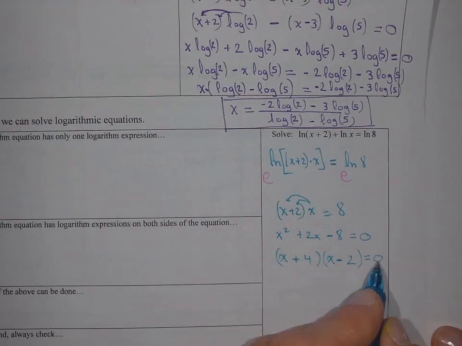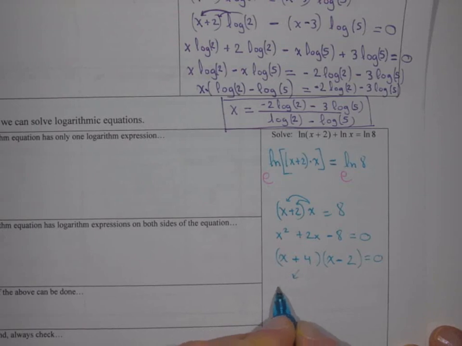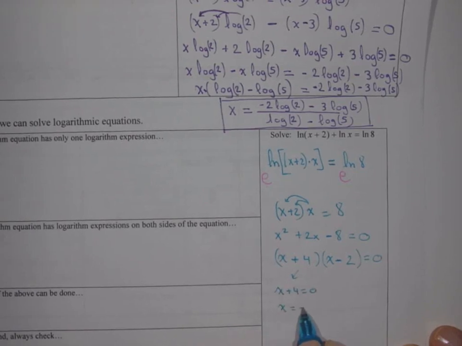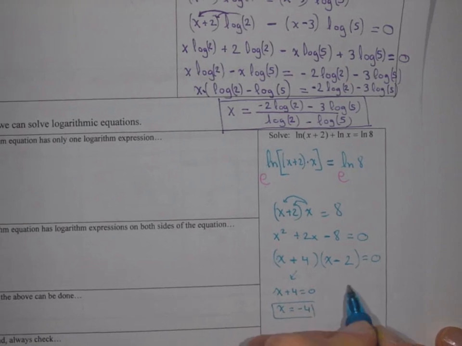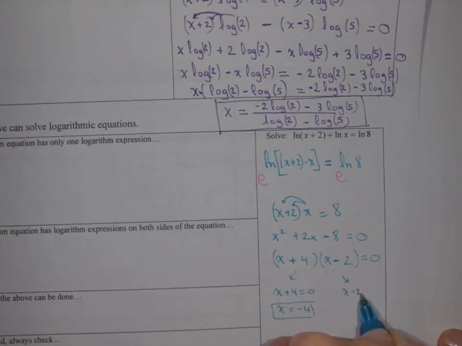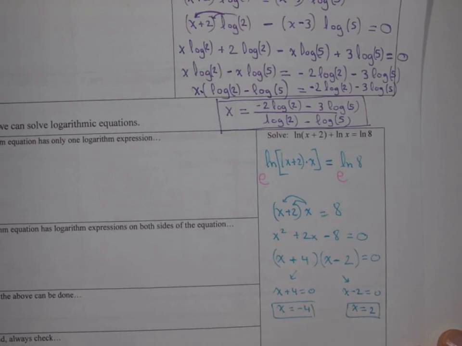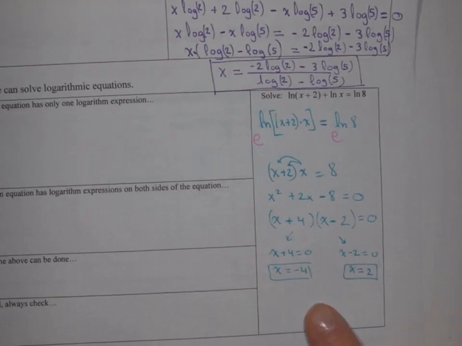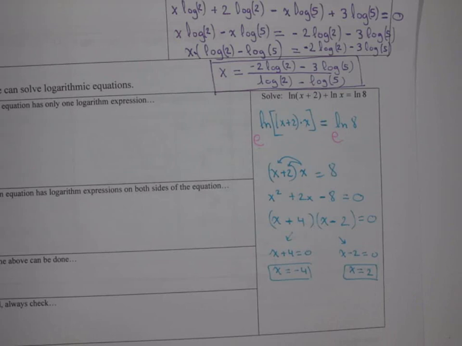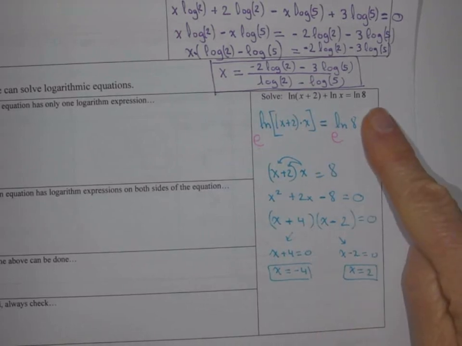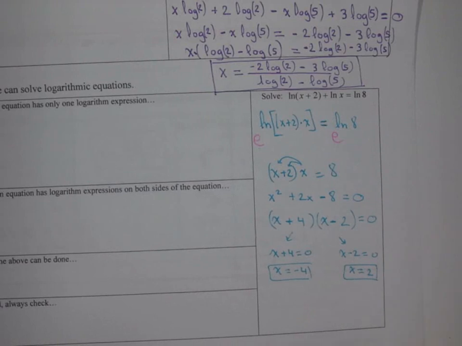Okay, when I multiply two things and I get a 0, I know that either x plus 4 equals 0, in which case x equals negative 4, or x minus 2 equals 0, in which case x equals 2. Now when we're solving equations, and I didn't do it anymore after a while up there, it's critical, especially when we start with natural logarithms, or any logarithm really, that we check the solutions.